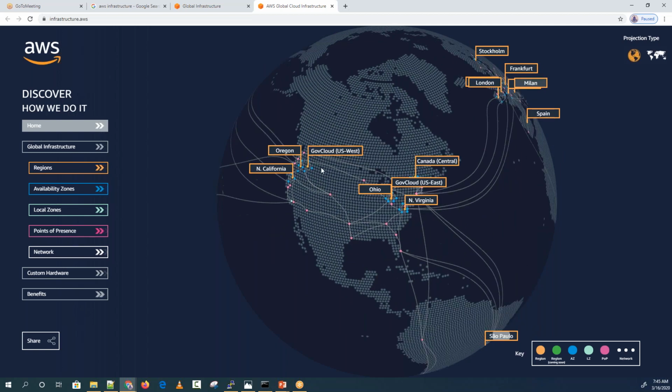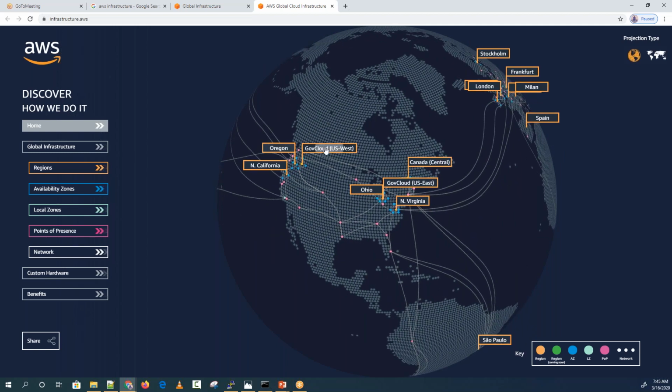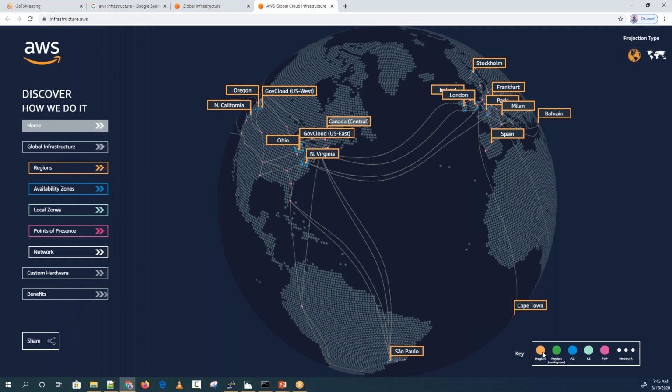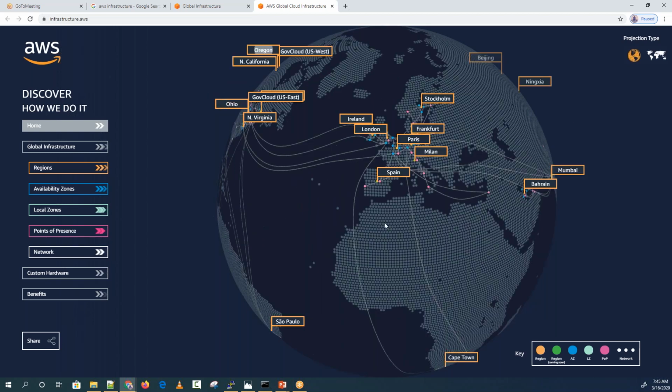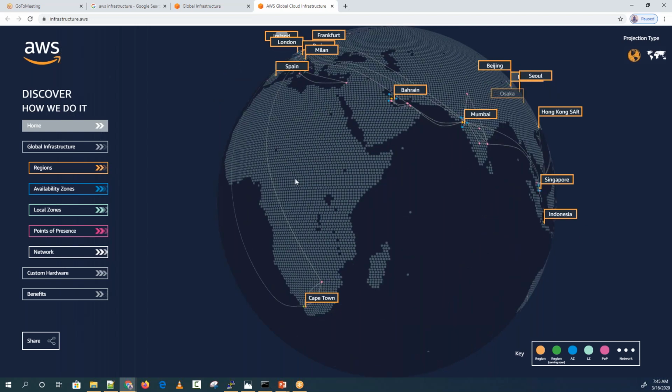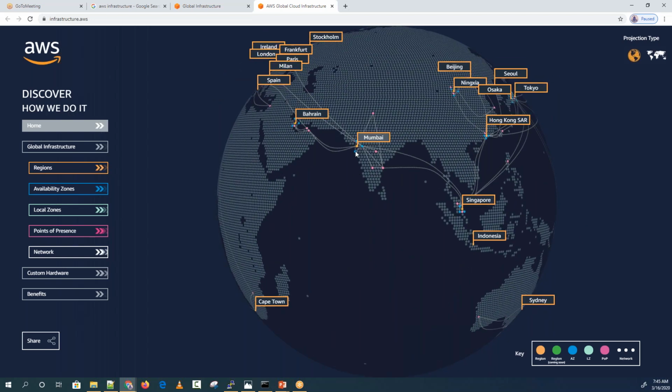They also have Gov clouds. Gov clouds are specially designed for running government applications. Only the government organizations will have access to this. You can see regions are orange, regions coming up are in green, availability zones are blue. Okay, and POP, point of presence. In India, if you can see, these are three.